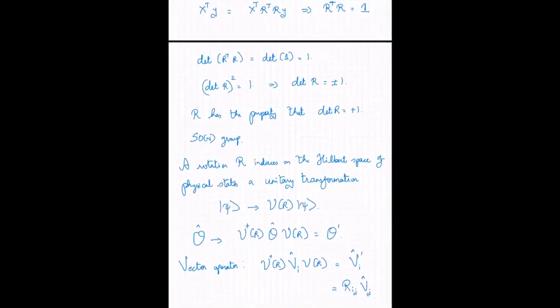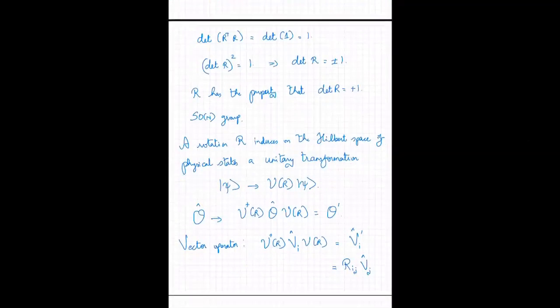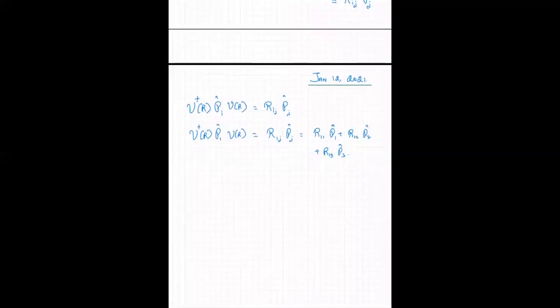In the case of translation, the generator was simply the momentum operator, but we need to figure out what the generators of the rotation are. And this is a slightly non-trivial problem. So let's get started. Let me talk about infinitesimal rotations.